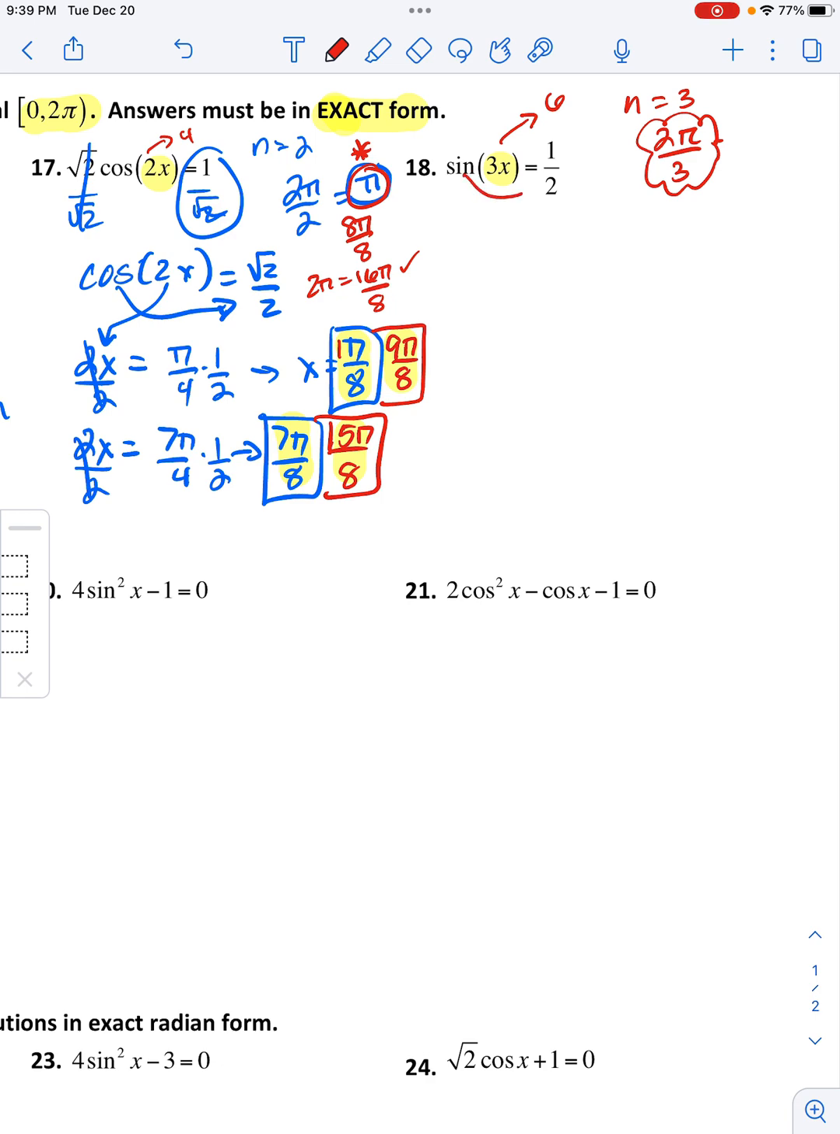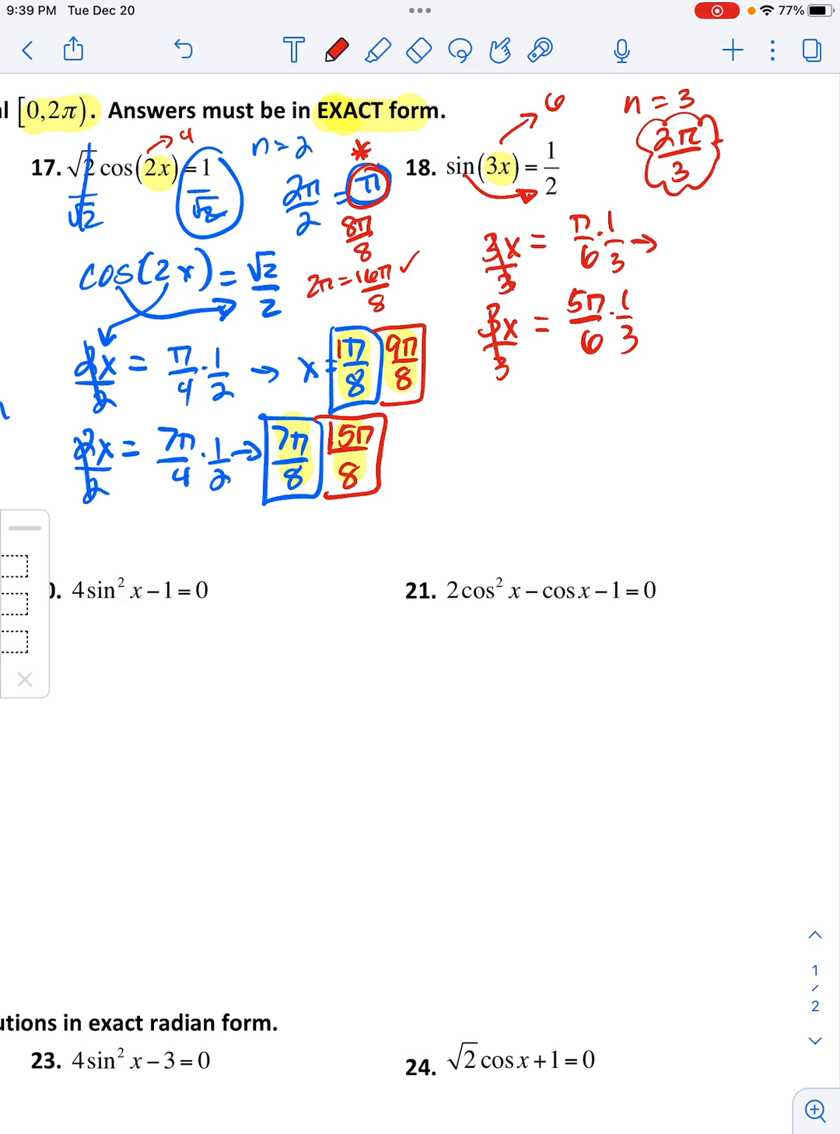It's all solved already. So I just have to think about where on the unit circle the sine is 1/2. One of those places is at pi over 6, and the other place is going to be at 5 pi over 6. It's a lot of thinking for my brain. Divide by 3, which is the same as multiplying by a third. Same as here.